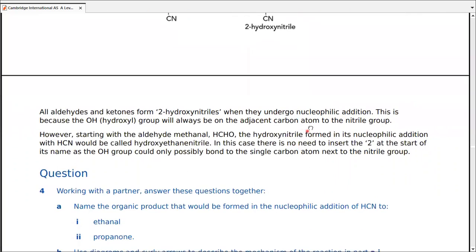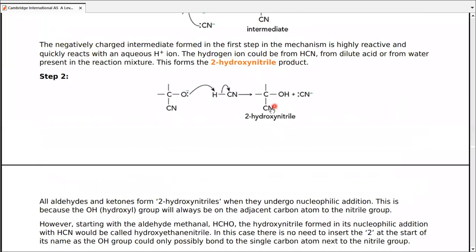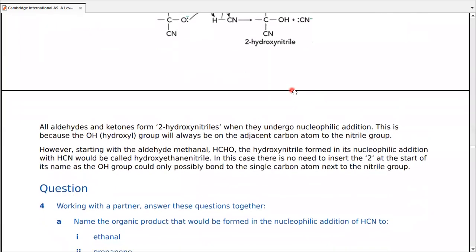So, moving on, all aldehydes and ketones form 2-hydroxynitriles when they undergo nucleophilic addition. This is because the hydroxyl group will always be on the adjacent carbon to the nitrile group. This is shown over here. The nitrile group is the first carbon atom, the adjacent one. The second carbon atom, or the carbon atom connected right next to it, is known as the adjacent one. So this adjacent carbon has an OH group on it.